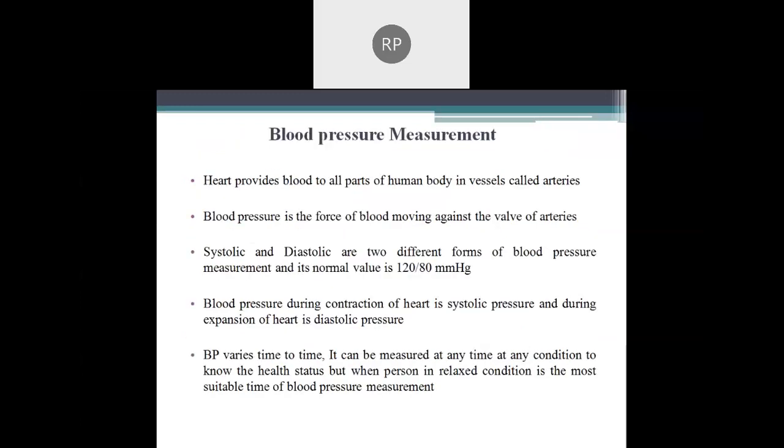The measurement and calculation of the oxyhemoglobin in arterial blood is called oxygen saturation, and its normal value is always greater than 95%. Next slide, madam. Blood pressure measurement.